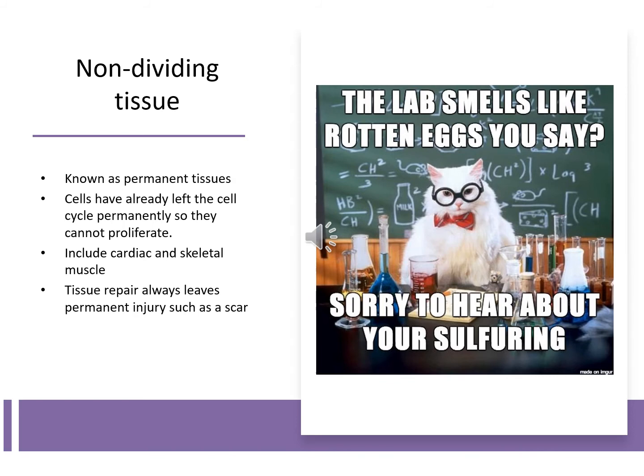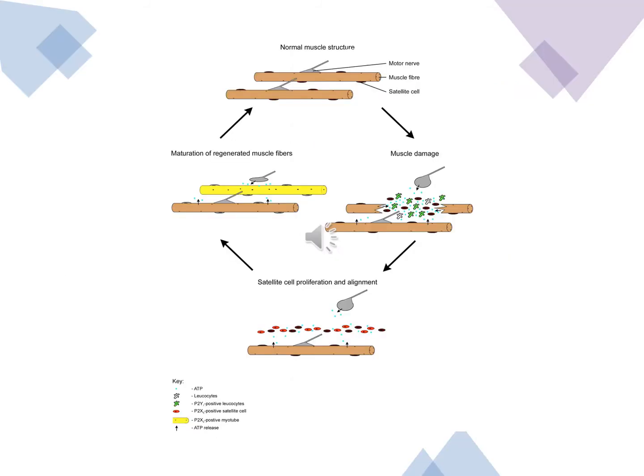It's known as permanent tissue, so things like our cardiac tissue. They've already left the cell cycle. They've already left the stem cell phase. They're not proliferating constantly, and injury will usually always leave a permanent injury like a scar or something like that. Our skeletal muscle, we'll look at that.